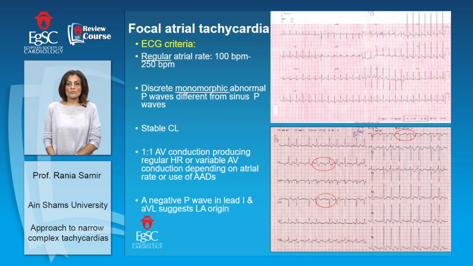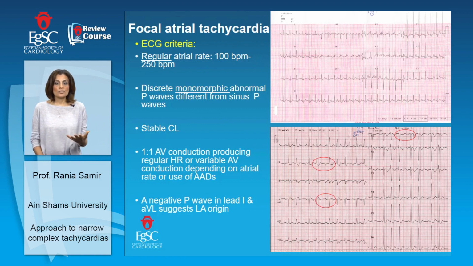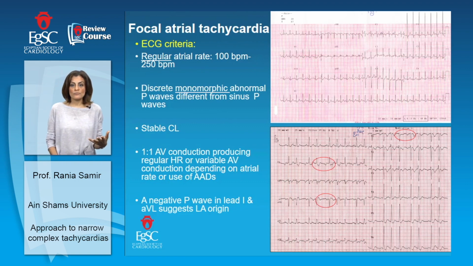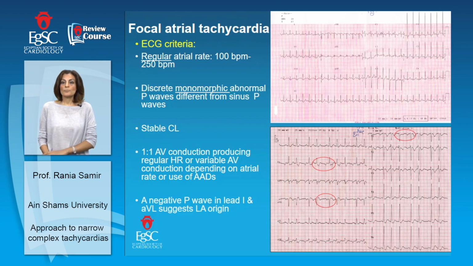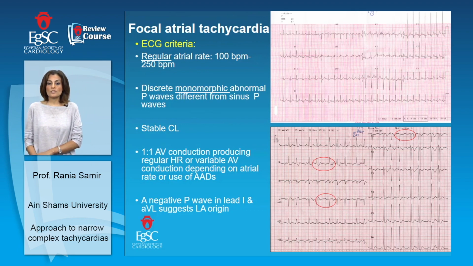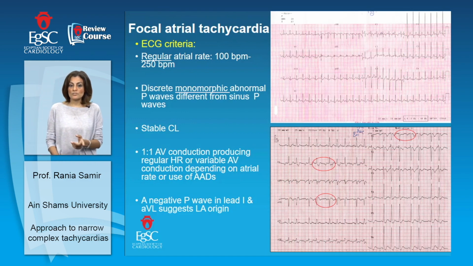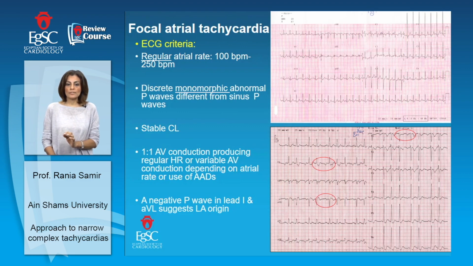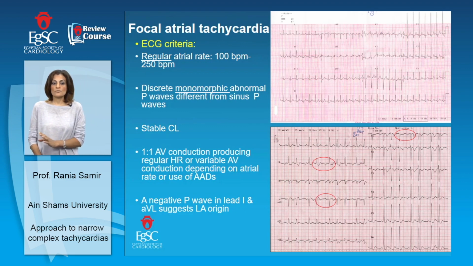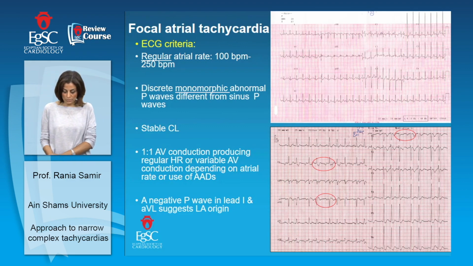Also, the polarity of the P wave can define the chamber of origin of the atrial tachycardia. A negative P wave in lead 1 and aVL and a predominantly positive P wave in V1 suggests a left atrial origin, and the reverse suggests a right atrial origin. Whenever you have a predominantly positive P wave in lead 1 and aVL and negative in V1, it suggests a right atrial origin.